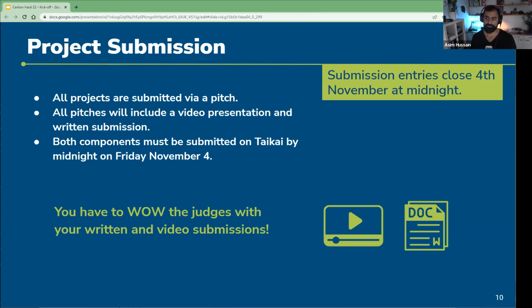And what is the value of the solution? Include any URLs, the prototype, the GitHub, the website, and a link to your YouTube video, which will contain your video pitch. So that's what the written submission will contain.